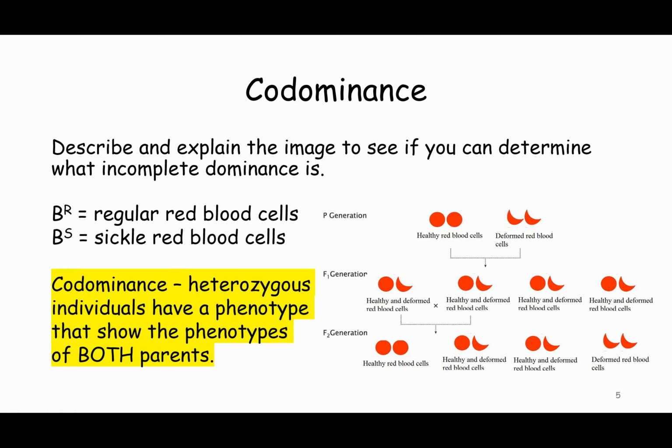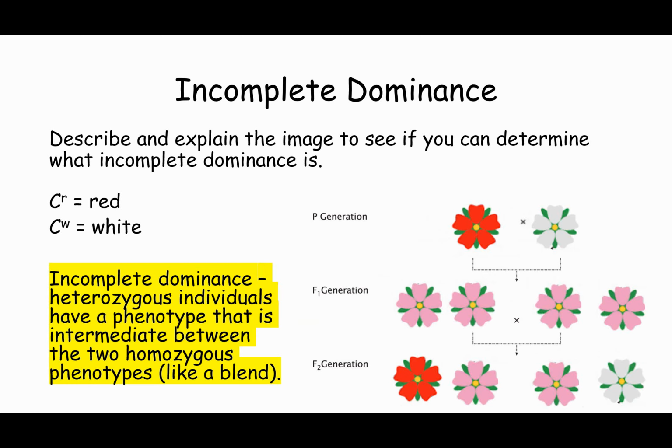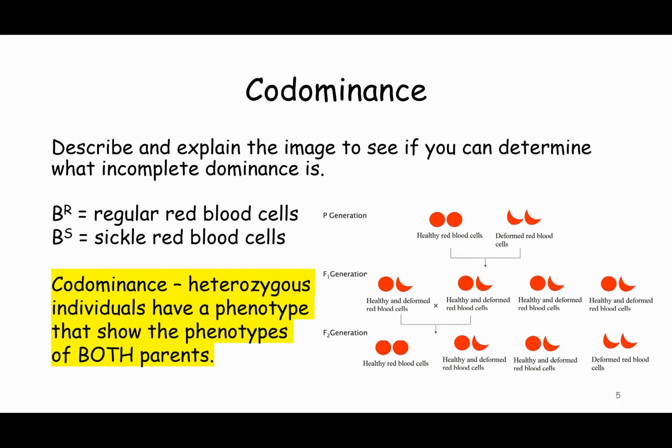So let me first explain codominance and then I'll talk about sickle cell. So codominance in this case, both of the traits are dominant, and so they both get expressed, and so we get a mixture of both traits. The difference we have to remember between incomplete dominance and codominance is that incomplete is a blend, codominance is both of them there. And we represent that by capital letters because they're both dominant. So R for regular blood cells, S for sickle cell.